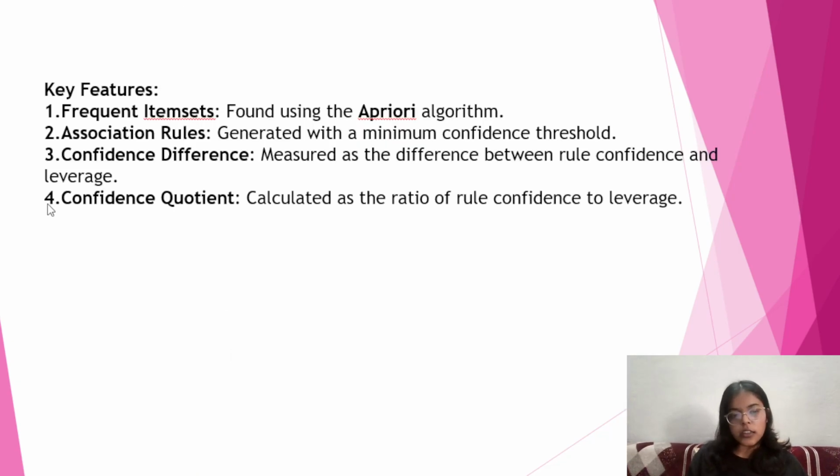Now, at last, see this slide, which shows the key features of association rule mining. First key feature is frequent item sets, meaning which item sets are being frequently purchased. It is found by using the Apriori algorithm. Second is association rules, generated with a minimum confidence threshold. Third is confidence difference. And fourth is confidence quotient, which calculates ratios. These are the four key features of this technique.